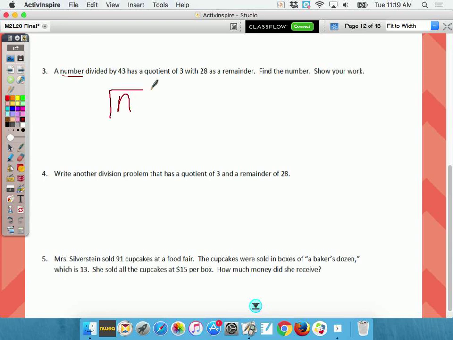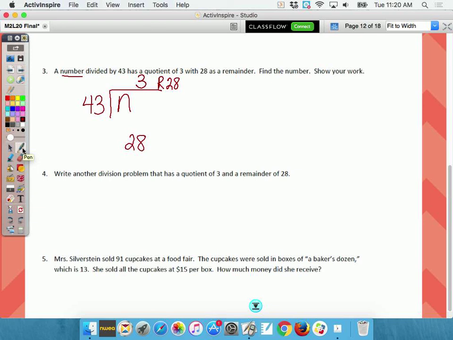Now it says a number divided by 43. Write that down. Last week we wrote it going across, but then we had to switch it anyway, didn't we? So a number divided by 43 has a quotient of 3. Where do I write my quotient? On the top. And a remainder of 28, which I could probably write down there, couldn't I? Might want to move it down a little bit though. There we go. Okay.